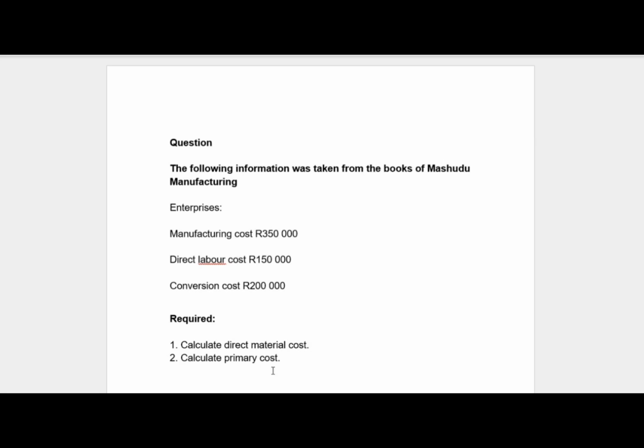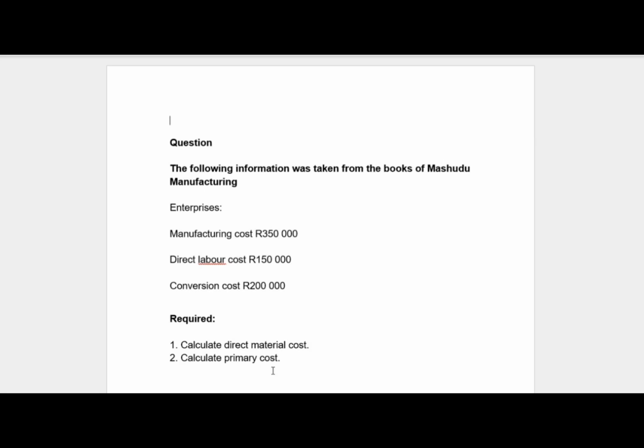Today I'll be helping you on how to calculate direct material cost, to calculate primary cost on the basic accounting or basic cost accounting, right? So, if you check here, according to the information provided, the following information was taken from the books of Mashudu Manufacturing Enterprises. Manufacturing cost 350,000, direct labor cost 150,000, conversion cost 200,000.